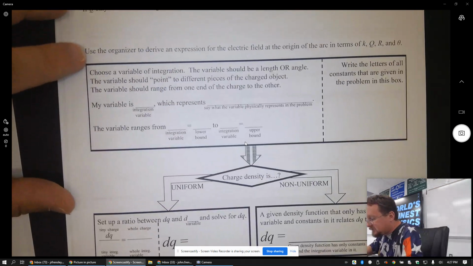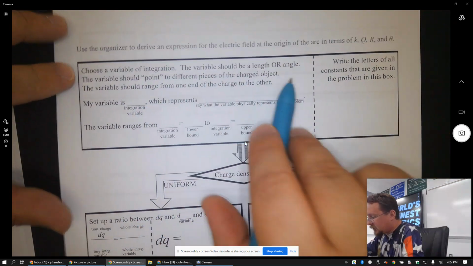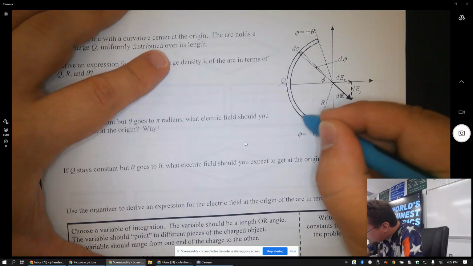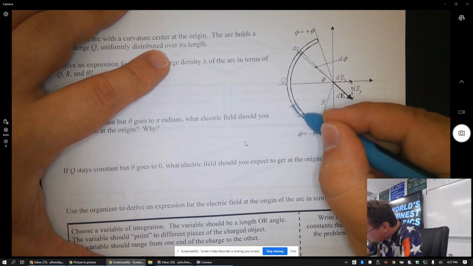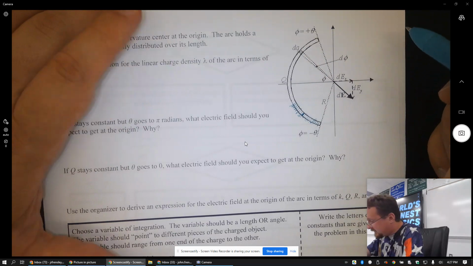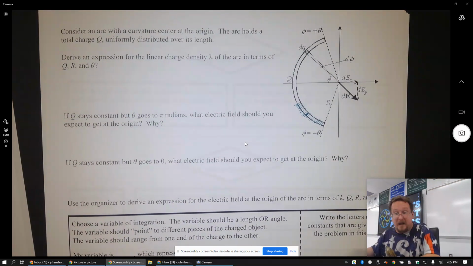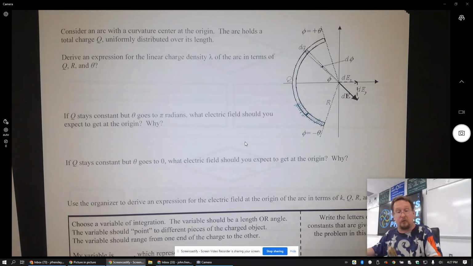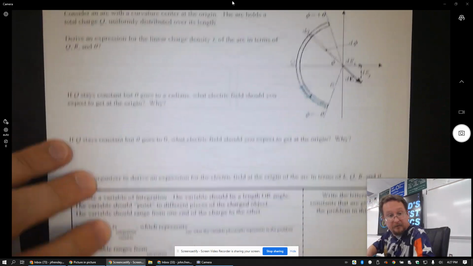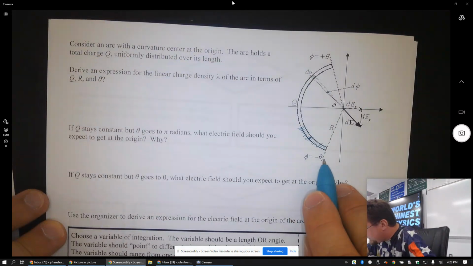So first we have to choose a variable of integration. It should be a length or an angle. It should point to different pieces of the charged object. So here, what are we going to do? We're going to break this into a bunch of little tiny pieces. Each little piece, like maybe this piece right there, or that piece right there, creates a tiny electric field at the origin. So my integration variable needs to be a different real number for each piece. So I'm going to choose my integration variable. My integration variable is going to be phi, because there it is. Phi equals negative theta.